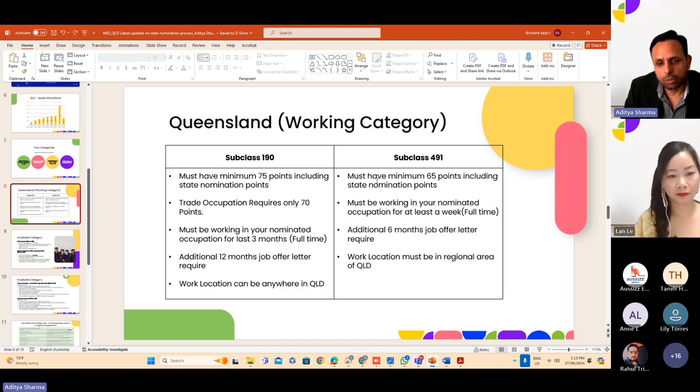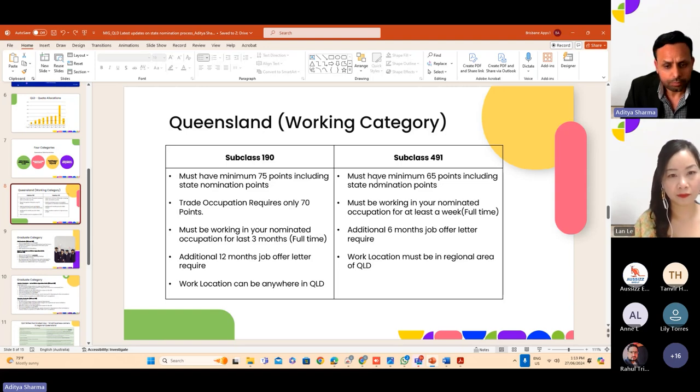This eliminates the student visa holders because they get only 24 hours of work. So there are work restrictions. It requires a minimum of 30 hours, 3 months full-time employment before you lodge your EOI for 190. On top of that, you need an ongoing employment offer for 12 months. And you can work anywhere in Queensland to lodge your EOI for 190.